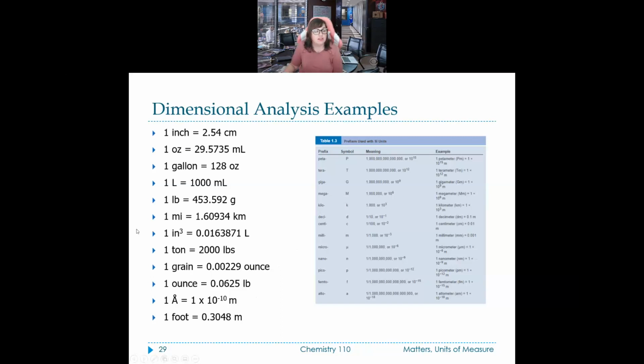So here are all of our happy units. All right. Why do we need all of these happy units? Well, we need all these happy units so that we can do some examples.